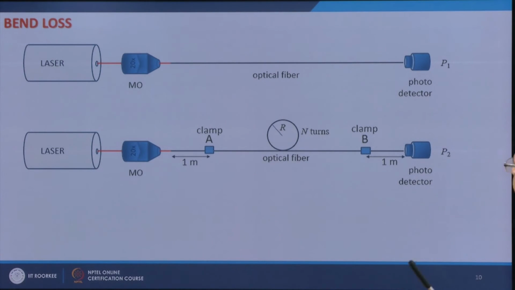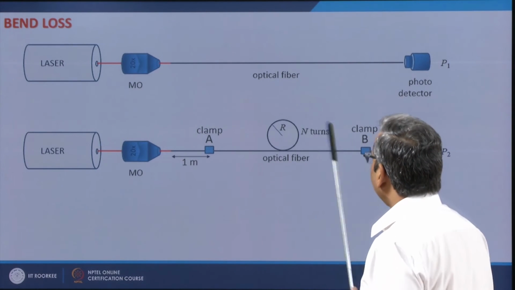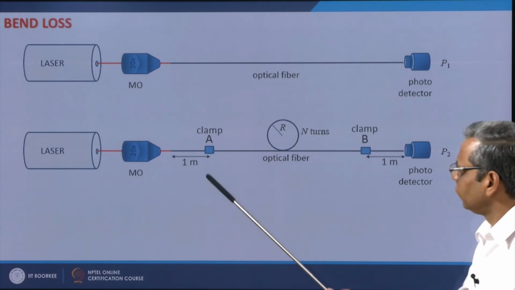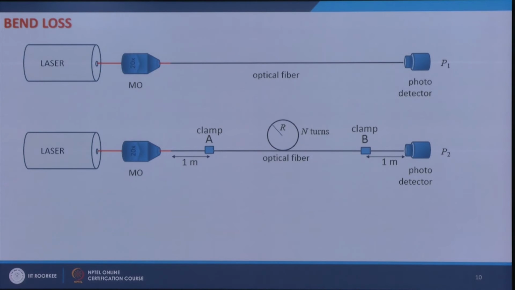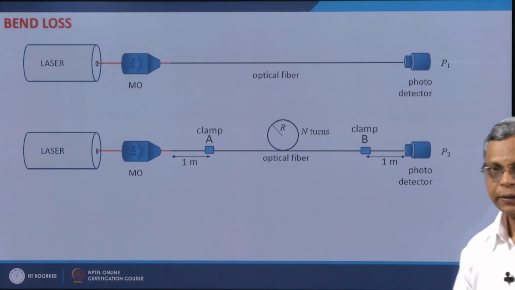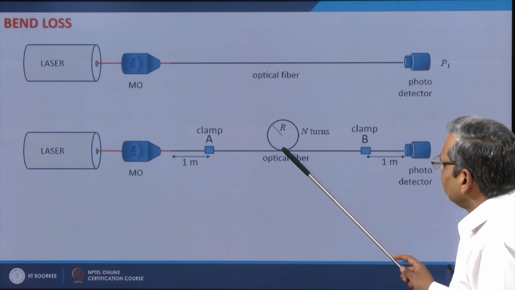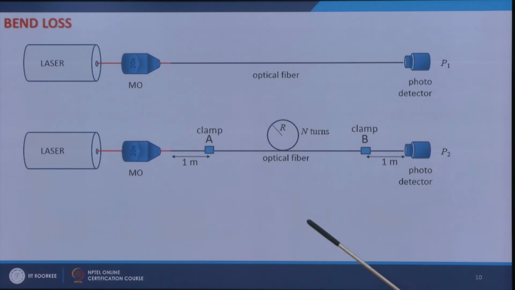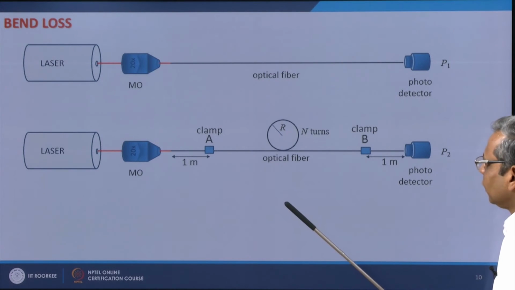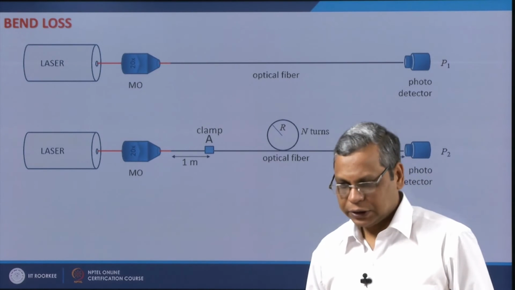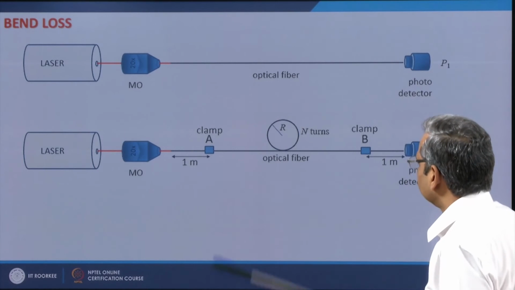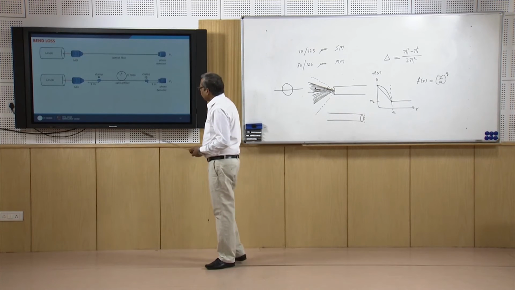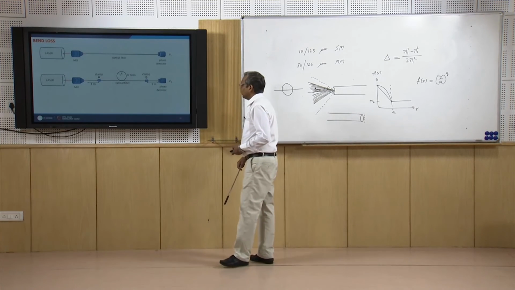and then what you do, you identify 2 points near the input end and output end of the fiber, which are almost 1 meter away from these input and output ends, and clamp them here. Then you make a loop of radius r here. You can make a single loop, or to have sufficient change in power you can make n turns of radius r, and then you measure the power here. Let this power be P2.